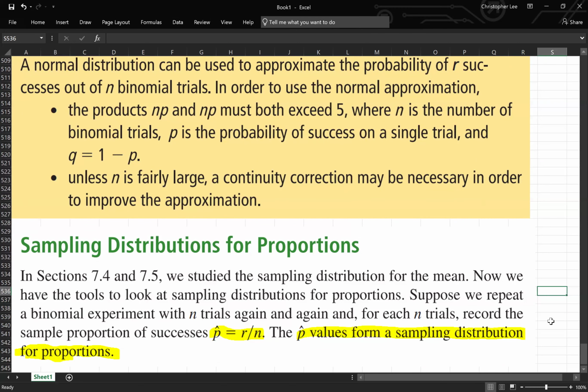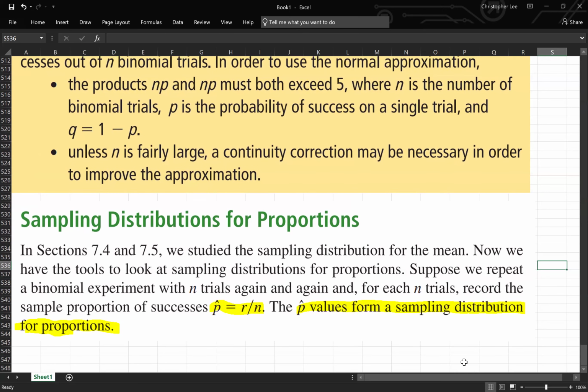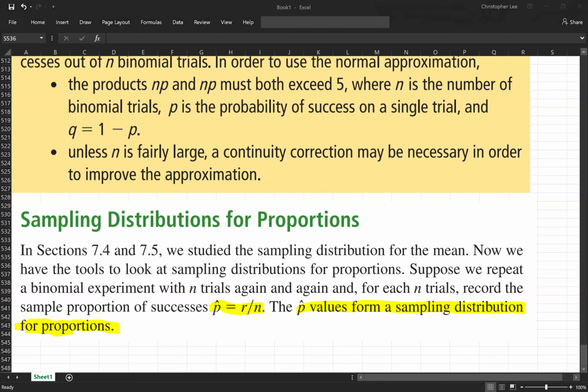Suppose we repeat a binomial experiment with n trials again and again. For each n trial, record the sample proportion of success, p hat, which is equal to r divided by n. Remember, r is your number of successes and n is your sample size. The p hat values form a sampling distribution for proportions. That's what we're getting into. This is fun stuff.